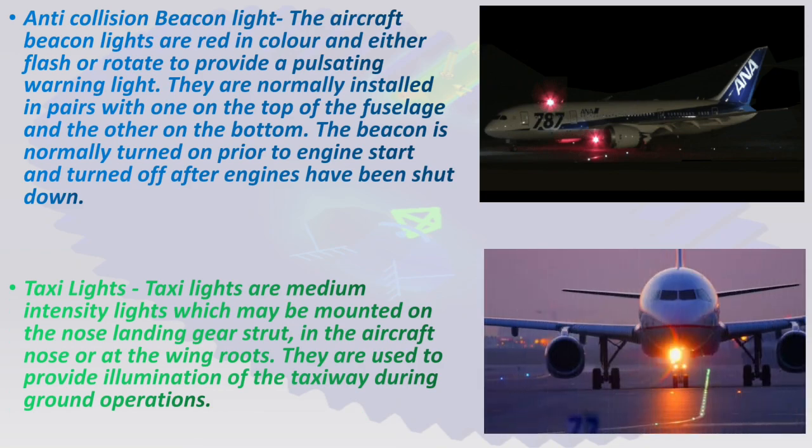Now you can see a taxi light of an aircraft. A taxi light is a medium intensity light and it points forward and lights the taxi line, which is of great help if there are no taxi line lights fitted on the ground.